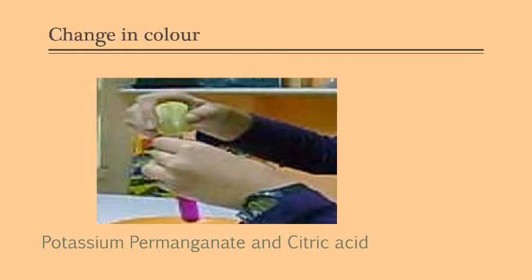Third characteristic is change in color. For example, when a tomato ripens, it changes from green to red color. Let's take another example. When citric acid reacts with potassium permanganate solution, then the purple color of potassium permanganate solution disappears and becomes colorless. So, chemical reaction can have a change in color.